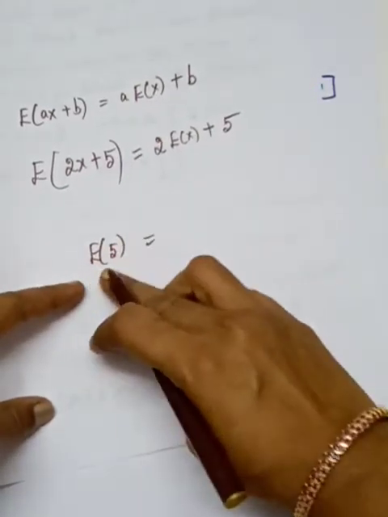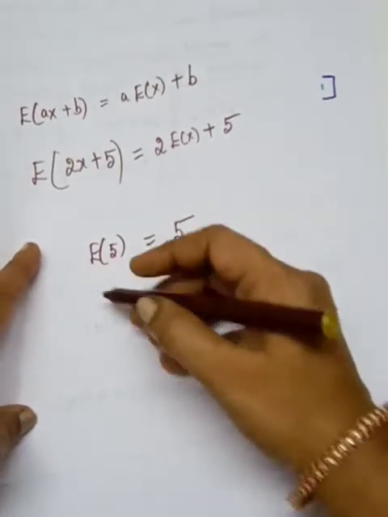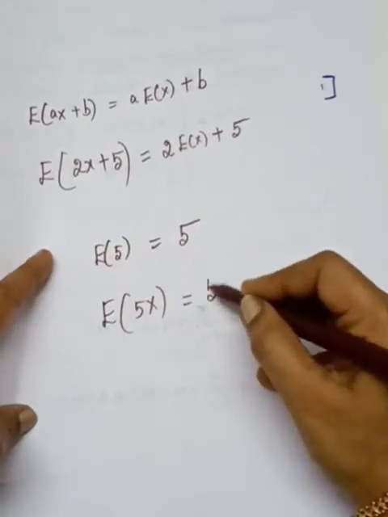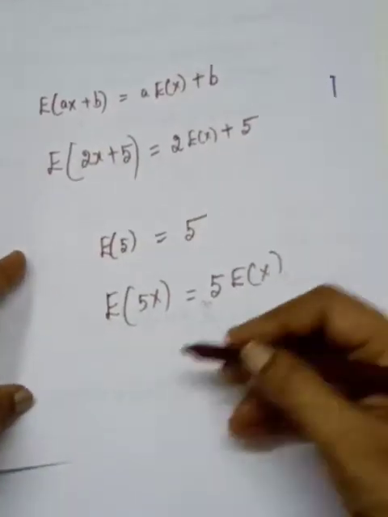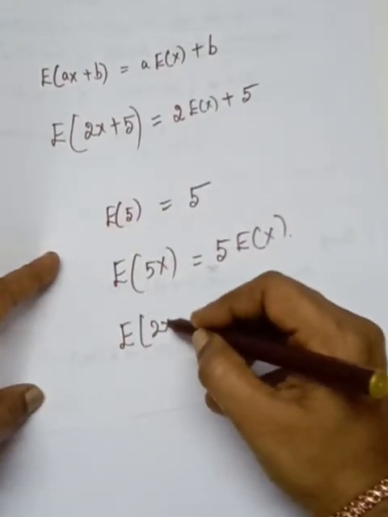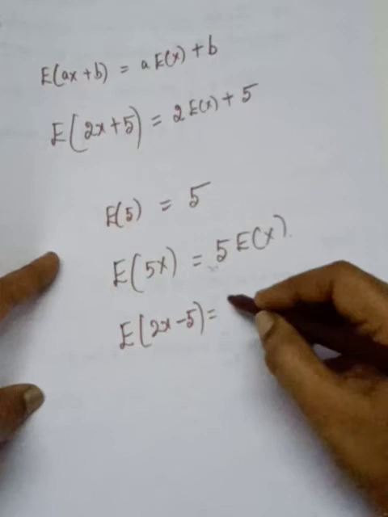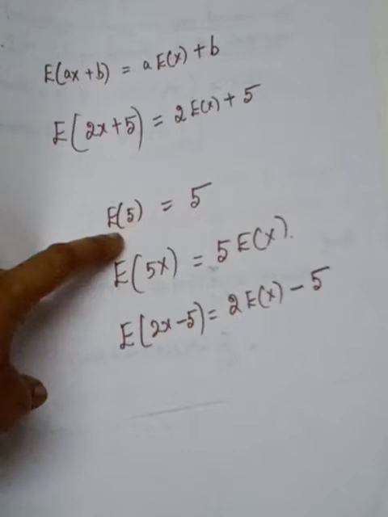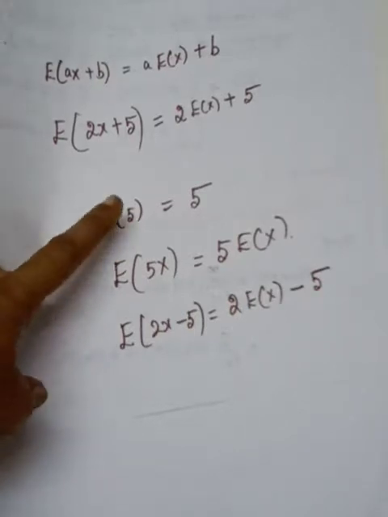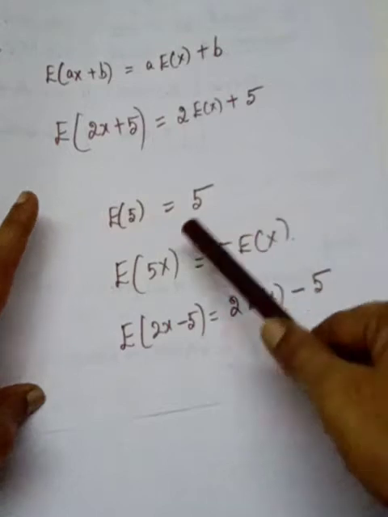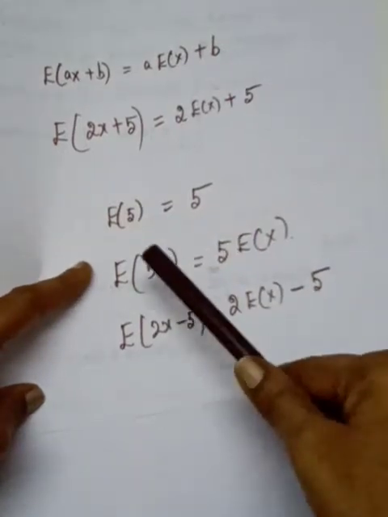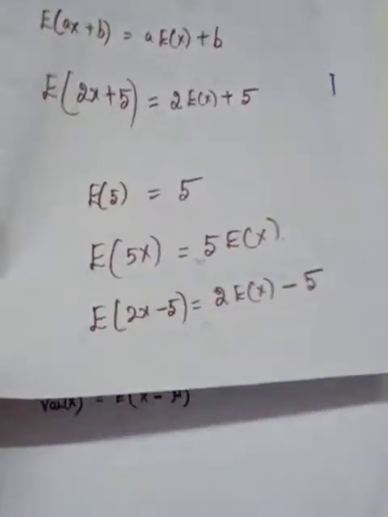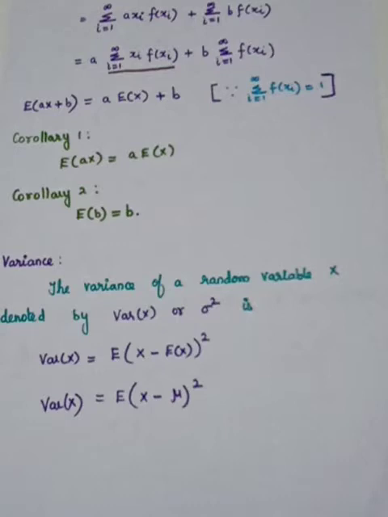If you have the expected value of a constant, E of 5 is 5. But E of 5x, if the 5 is multiplied with x, means it is 5 into E of x. So next one, E of 2x minus 5 can be written as 2 into E of x minus 5. The expected value of a constant is the constant itself. If the constant is multiplied with x, the expected value is the constant into E of x. That is the property of expected value.